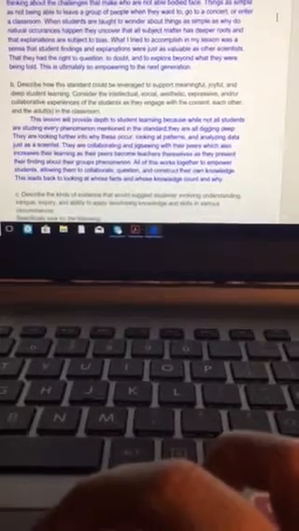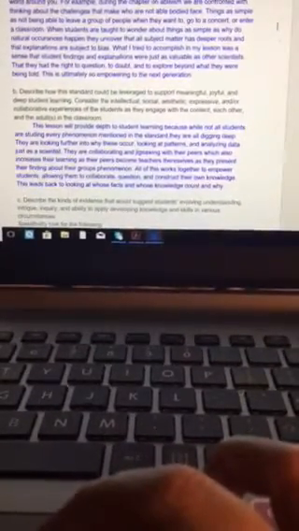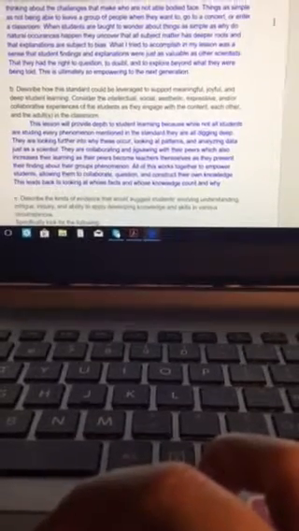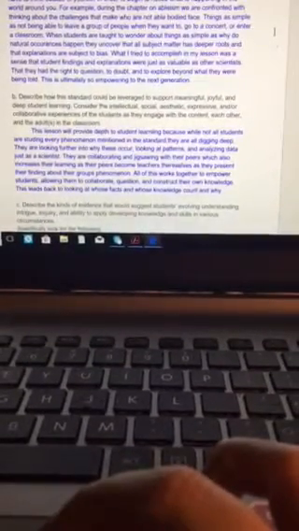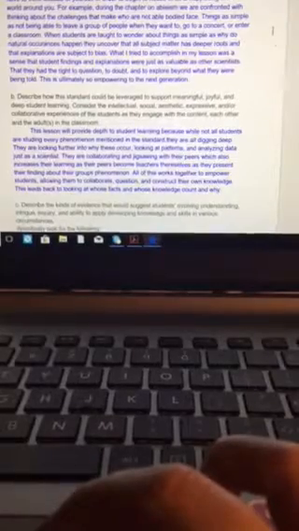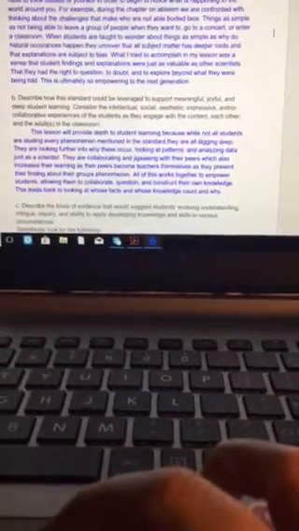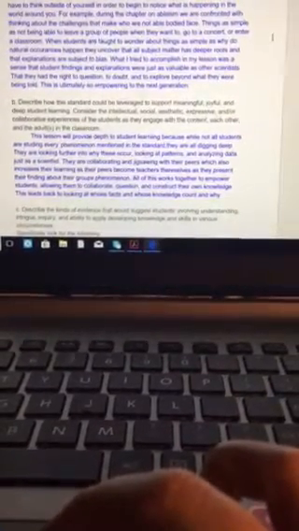They're looking further into why these things occur. They're looking at patterns, analyzing data just as a scientist. They are collaborating and jigsawing with their peers, which also increases their learning, as their peers become teachers themselves as they present their findings about their group's phenomenon. All of this works together to empower students, allowing them to collaborate, question, and construct their own knowledge. This leads back to looking at whose facts and whose knowledge count and why.